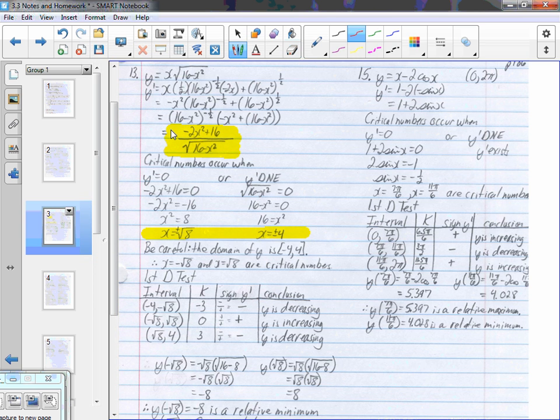Because when the derivative equals 0, how can a fraction equal 0? When the numerator equals 0. So y prime equals 0 means the numerator equals 0. Y prime does not exist means the denominator equals 0. Lot to remember, I know. But just because it's a lot to remember doesn't mean I don't expect you to remember it, because I do.